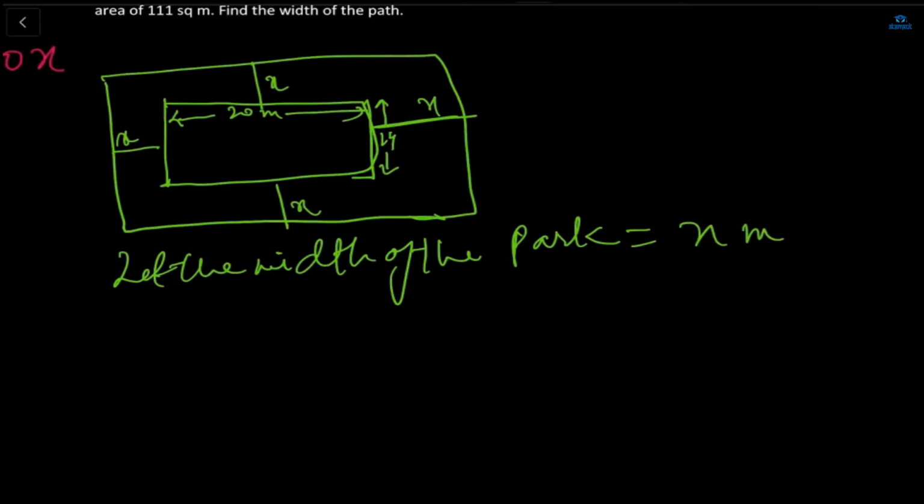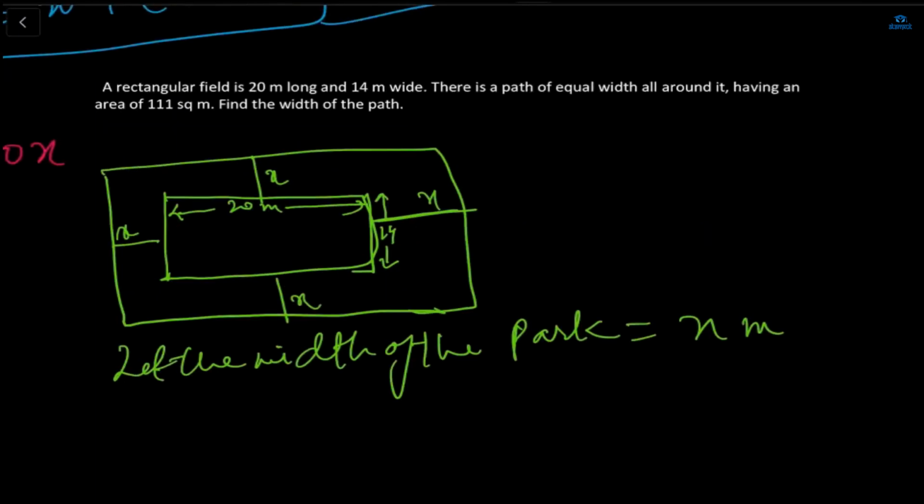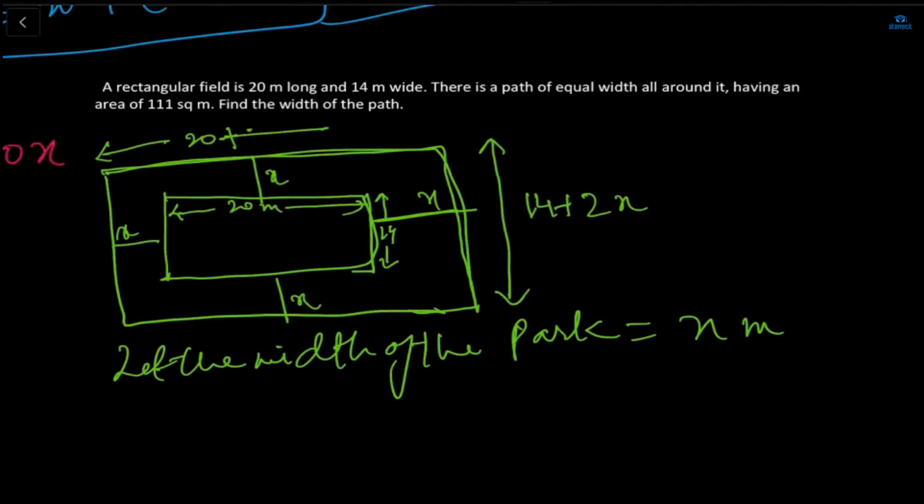Now, how can we find out the width? Anybody knows how we can find out? Here the area is already given, 101 square meter. Yes or no? It is already given, so now we can form an equation. If you see this bigger rectangle, its width becomes 14 plus 2x, because both sides are 2x, and this will also be 20 plus 2x. Yes or no? 20 plus 2x.